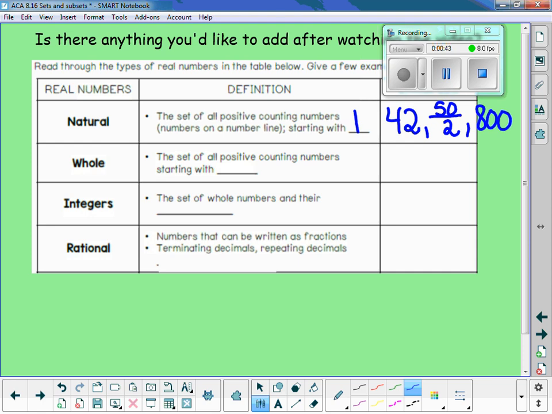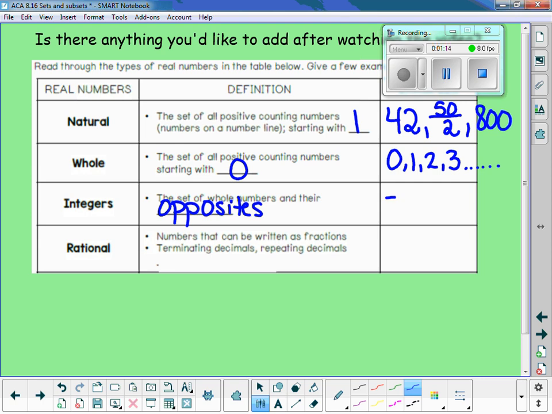Our second definition is whole numbers, the set of all positive counting numbers starting with 0. So our whole numbers are going to be 0, 1, 2, 3. Next definition is integers, the set of whole numbers and their opposites. Opposites is a word that you should remember from last year as well, in addition to these definitions.